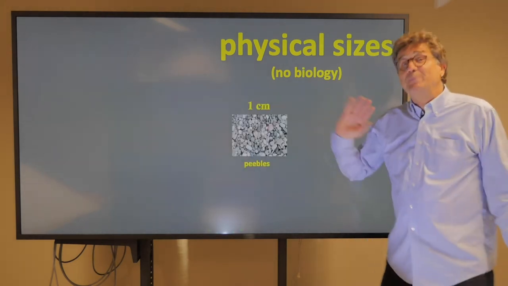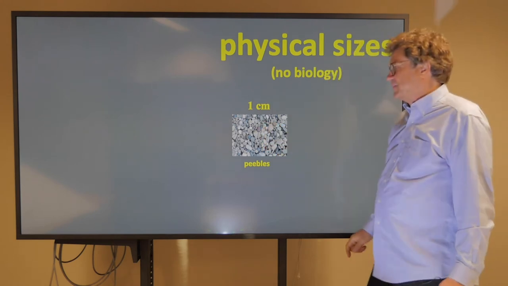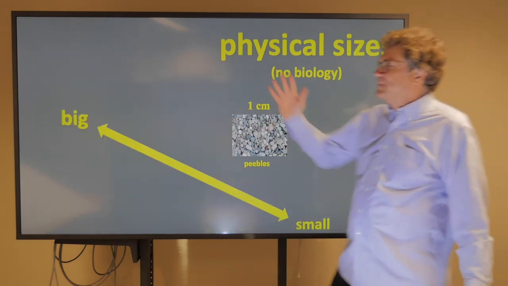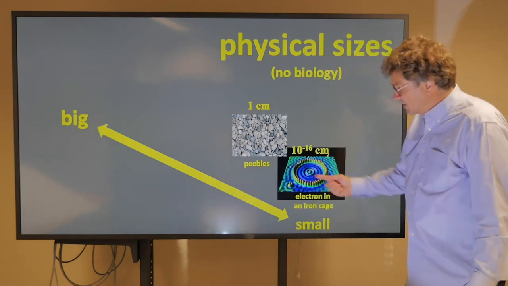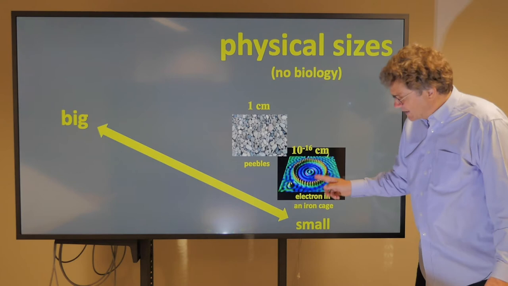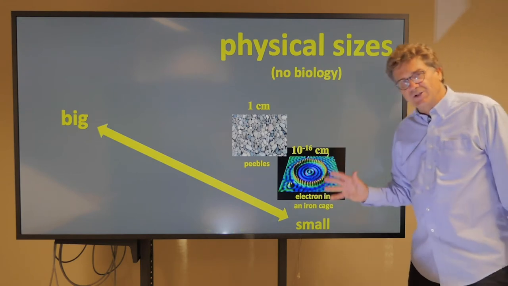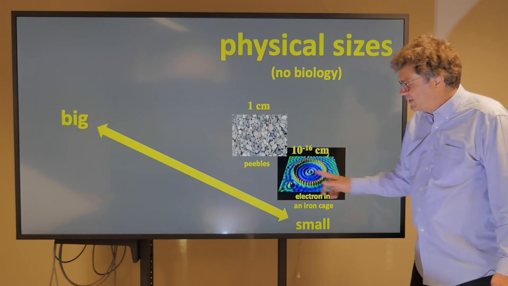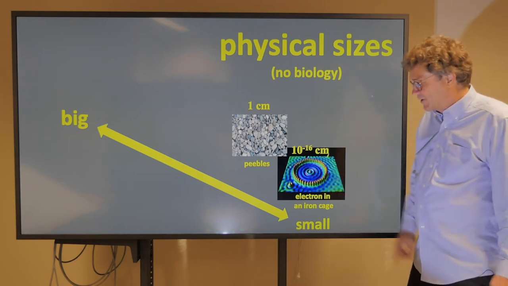Now, without biology, these are pebbles, and they're about the size of your thumb. They're about a centimeter. And let's put the big things over there and the small things over here. And one small thing is an electron. This is what an electron looks like when it's inside of a cage of iron atoms, and you use a scanning tunneling electron microscope to see the electron, and that's a series of waves. That's what an electron is when it's inside of an iron cage.